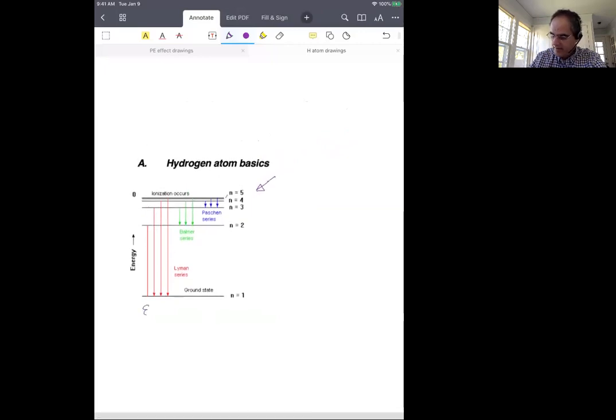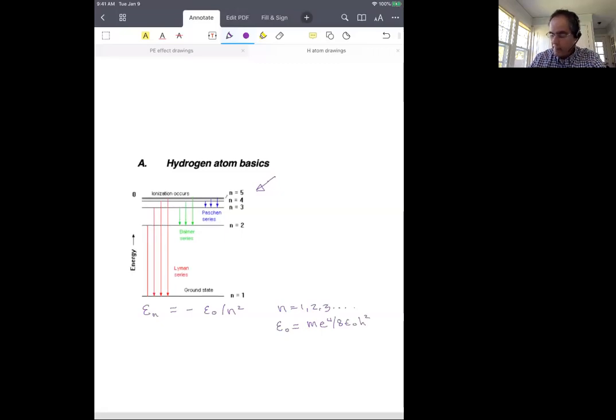Remember that the energy states for the hydrogen atom can be written as minus E sub 0 divided by n squared, where n is the quantum number, 1, 2, 3, and so on. And E0 is the binding energy of the hydrogen atom, which Bohr's theory predicts should be equal to the mass of the electron times the electron charge to the fourth divided by 8 epsilon naught times Planck's constant squared.